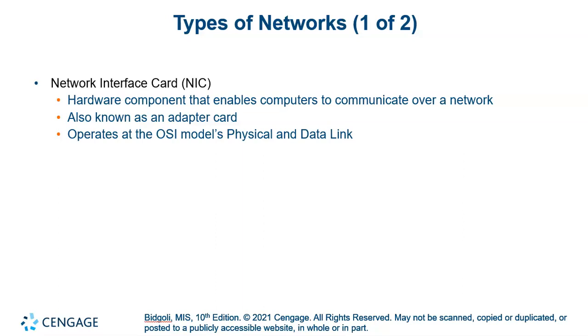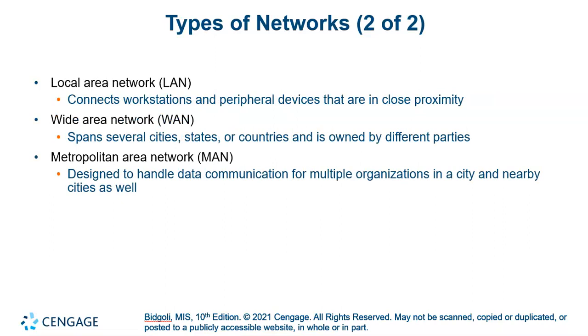In our OSI model, the physical and data link layers are where the NIC lives. Types of networks that the NIC can connect you to are your LAN, WAN, and MANs. Your LAN, your local area network. These are what you'll find in an office building. This is kind of what we have at St. Francis. Local computers, workstations, maybe some servers will connect that are close in proximity.